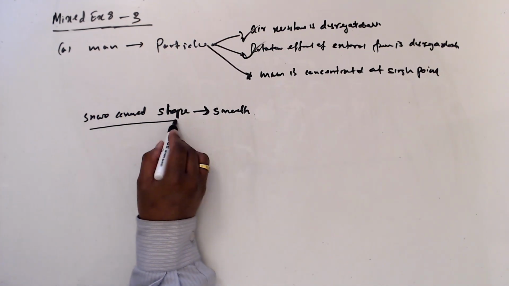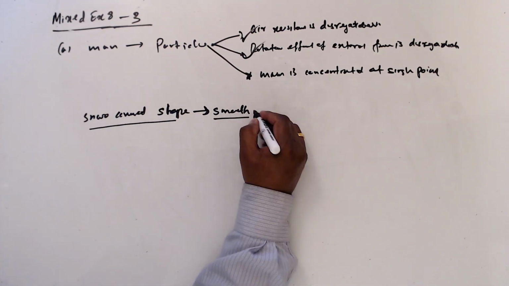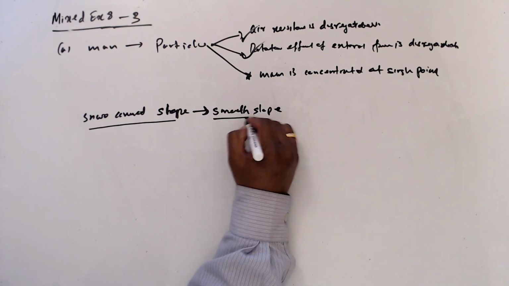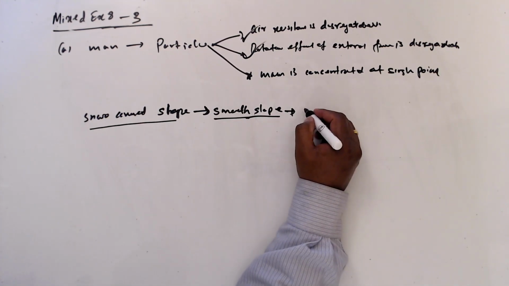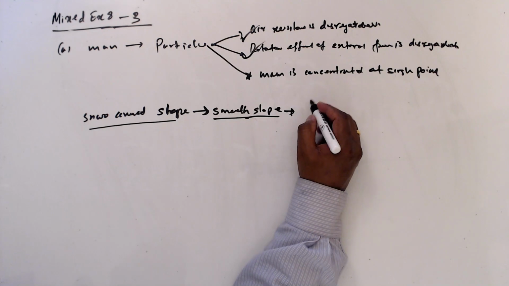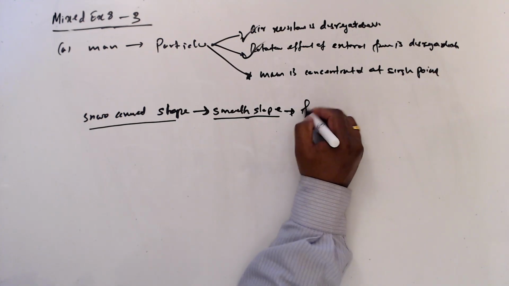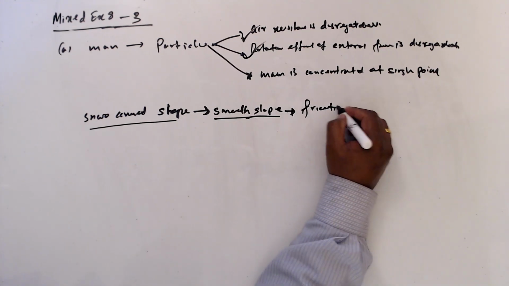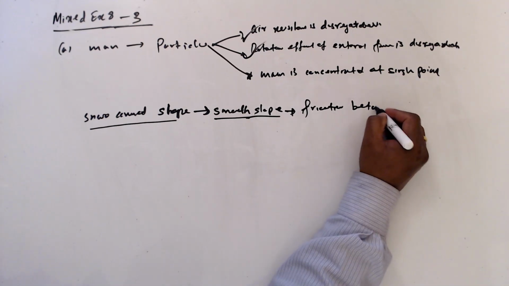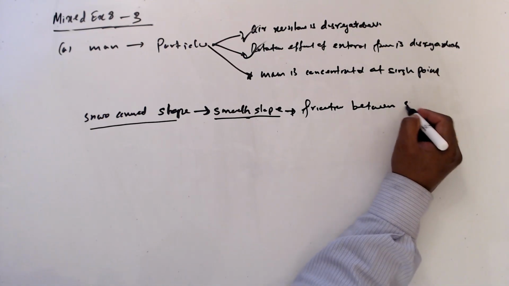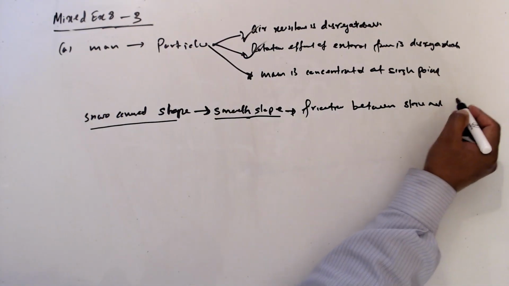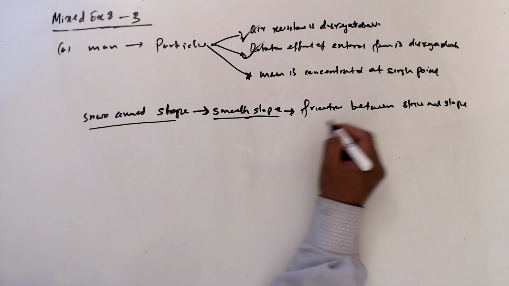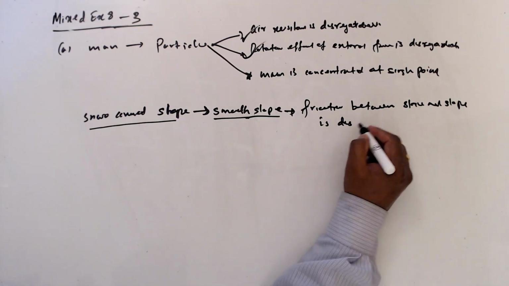And the snow-covered slope, this is a smooth slope. So friction is disregarded. Friction between skis and slope is disregarded.